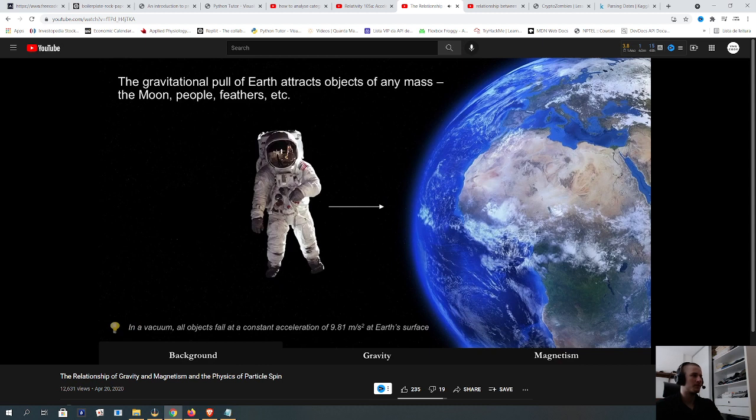So gravity is a force, right? It's a force that can attract objects of any mass. The moon was shown on the earlier page. We're standing on the Earth right now because of gravity, even to light things like feathers. And at least in a vacuum, all of those objects are going to fall at a constant rate. At Earth's surface, that's 9.81 meters per second squared.